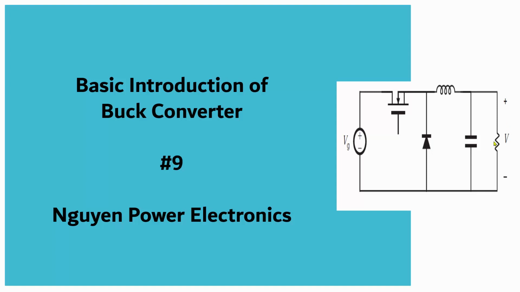Here's your source, which is a load, and your input is a DC voltage. The most important thing about the buck converter is that your input voltage always has to be higher than your output voltage. This is one of the most important converters that beginners need to learn carefully.